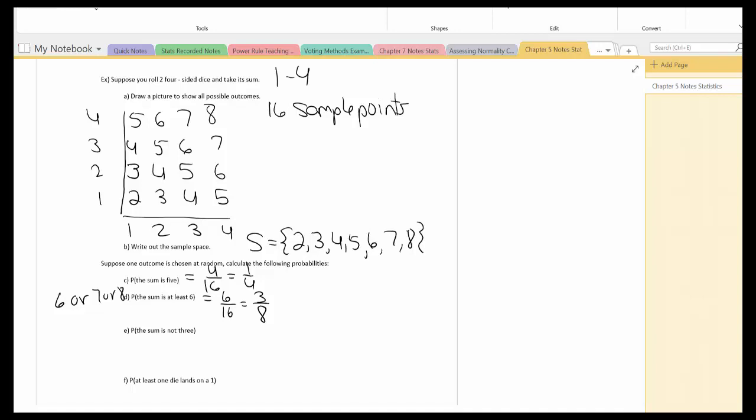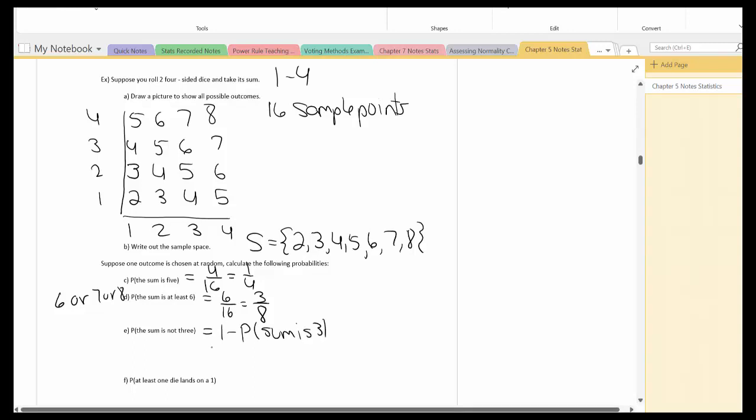What's the probability the sum is not 3? Remember, I'm going to write it as 1 minus the probability the sum is 3. So that's 1 minus. Well, how many sums of 3? That's 1, 2 out of 16. That's 16 over 16 minus 2 over 16. 14 over 16. That simplifies to 7/8.